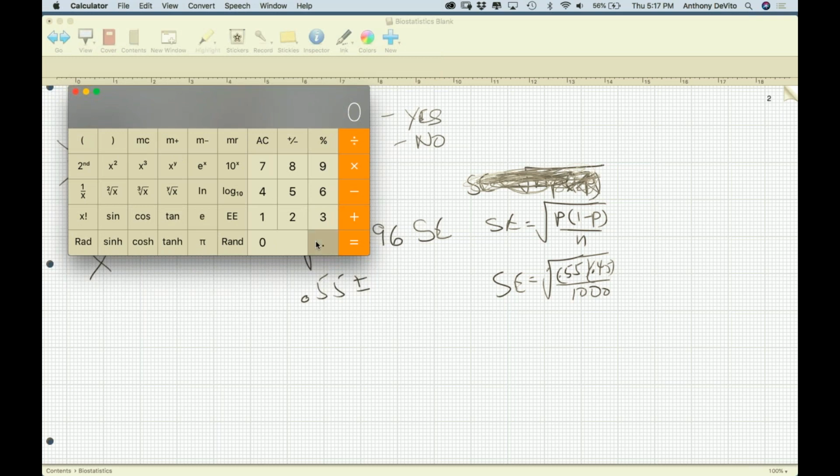Okay, so this is 0.55 times 0.45. That's what we have here, right? And we're going to divide that by 1,000, the sample size. And that's equal to that. And now I'm going to take the square root of that. Whoops, no, I did that wrong. I squared it. I hit the wrong thing. Hang on a second, let me do that again. 0.55 times 0.45, right? Divided by 1,000 is this, and we're going to take the square root of it. And it comes out to be 0.016. I'm going to round it off to 0.016, 1.6%.